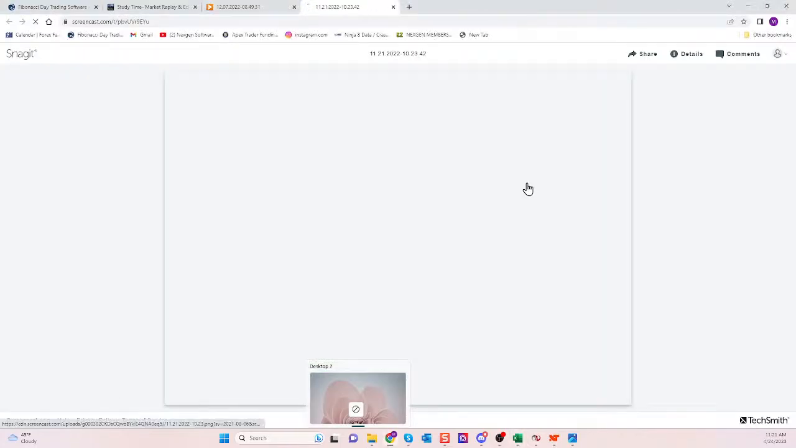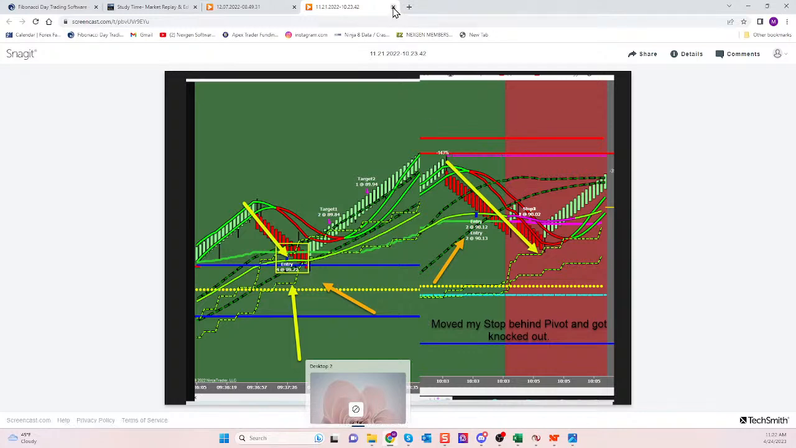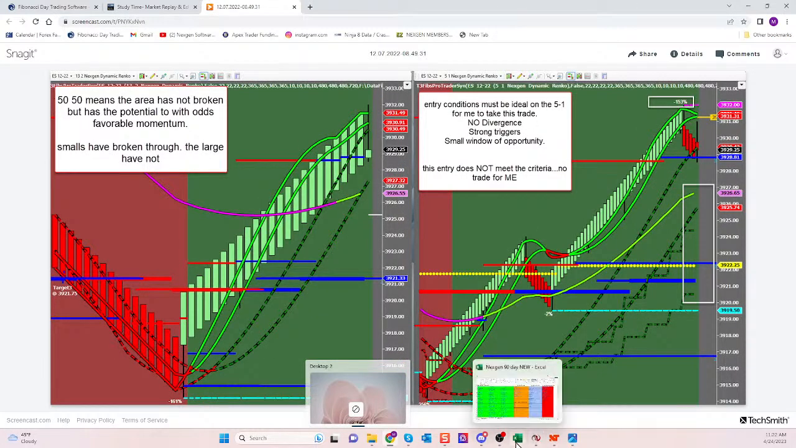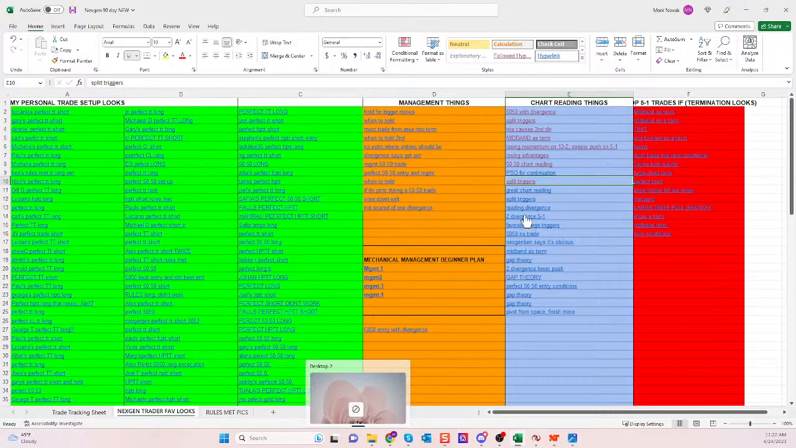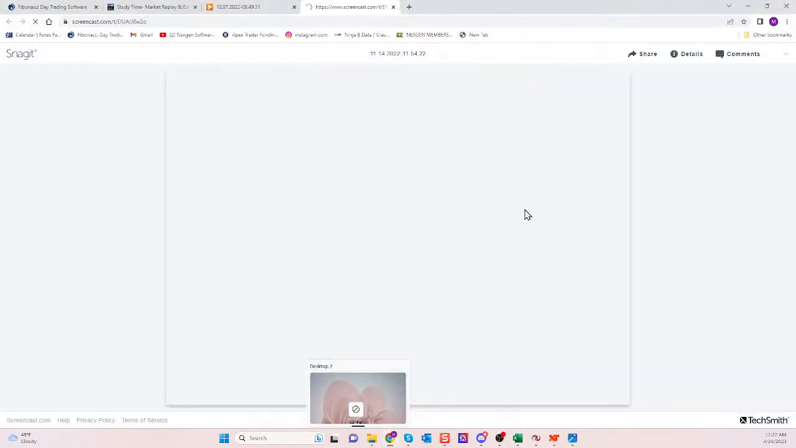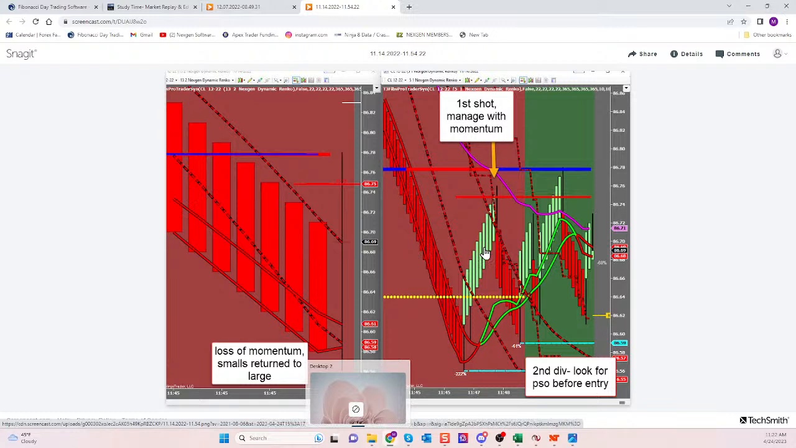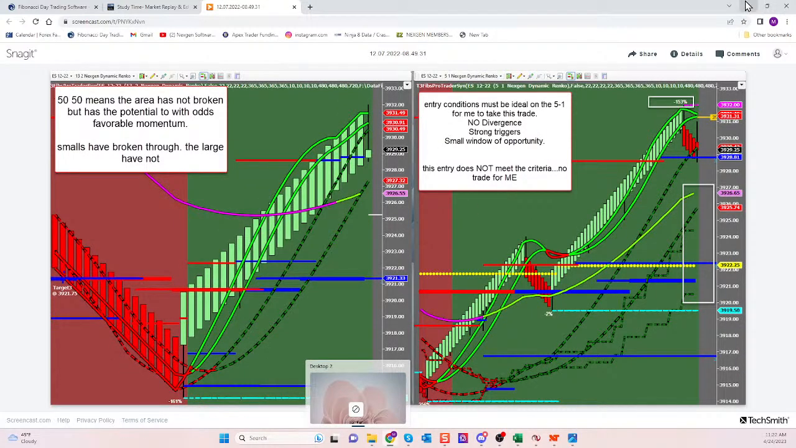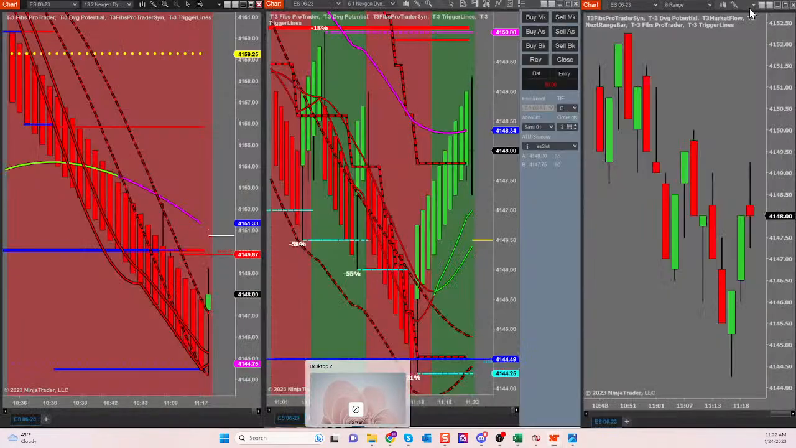Split triggers again. We already saw that one. Reading divergence. Loss of momentum. That was your first shot. A second loss of momentum, and it pushes it up. Just reading divergence. Termination condition. Creating a bounce, isn't it?